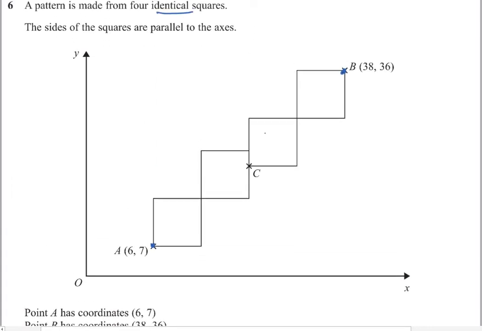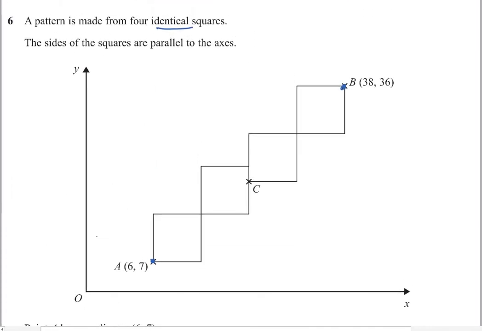Okay, so let's have a look. Let's see how far along we go in the x direction. So this way. And how far up we go in the y direction. So this way. Well, to get from 6 to 38, we go 32. And to get from 7 to 36, we go 29. So that's just looking at the difference between B and A there.